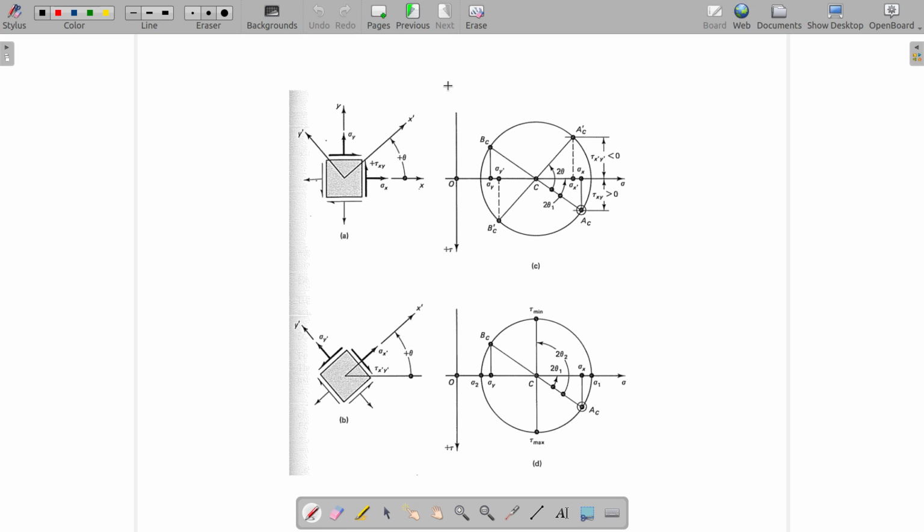Now let's say this is our first coordinate system x and y, and we have the stresses sigma x and sigma y on it, and the rotated coordinate system is x dash y dash. On that we have the unknown stress components which we want to calculate. So the first system has sigma x, sigma y and tau xy. The rotated coordinate system has normal stresses sigma x dash, sigma y dash and shear stress tau x dash y dash.